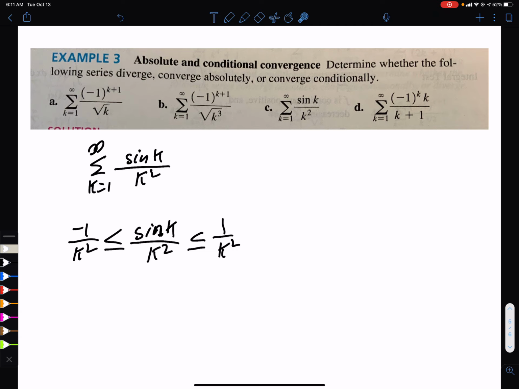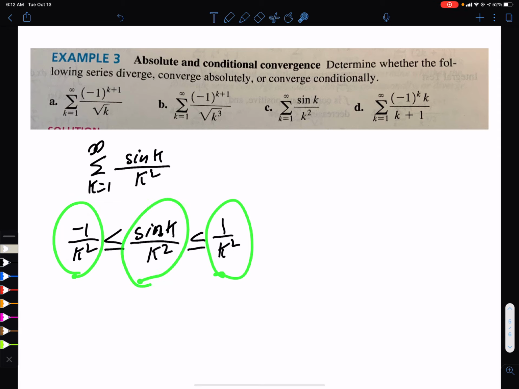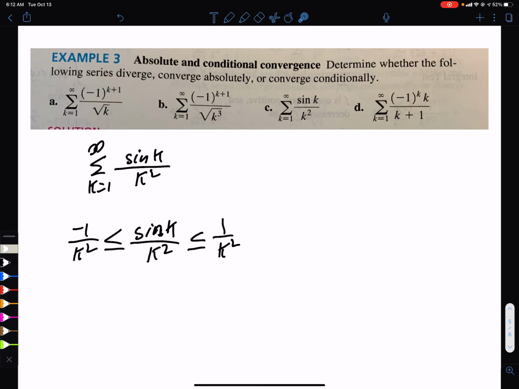But we can do this. This converges because it's a P series with a P bigger than 1. That converges because it's a P series with P bigger than 1. So actually, this must converge because it's between those two. So we could say it converges absolutely. That's kind of a weird thing going on here, but I'm not going to dwell on that. That's just kind of a weird problem. I want to move on to D.